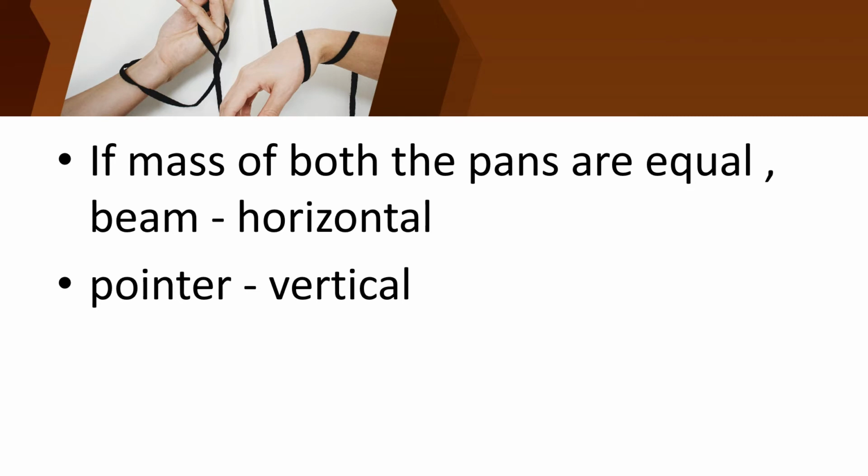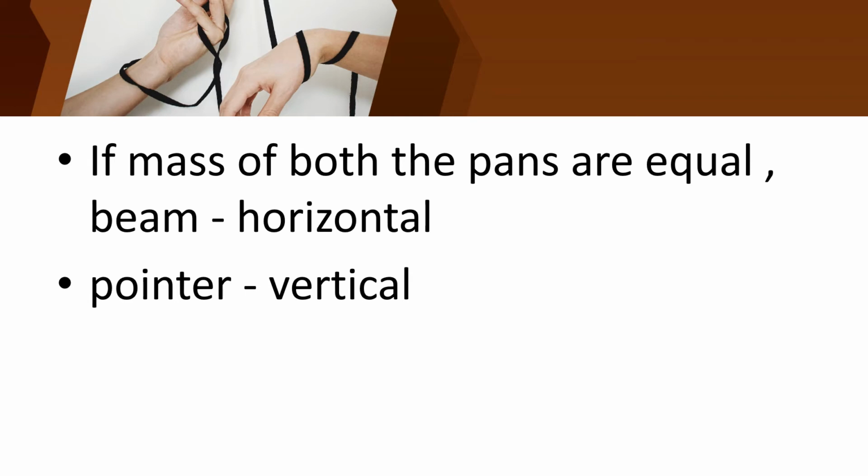Okay children, after placing things on both pans, if the two pans are equal, you will get the correct measurement. And also you should check whether the beam is horizontal or not. If it is horizontal, only then will you get the accurate measurement. And also you should check whether the pointer is vertical or not.